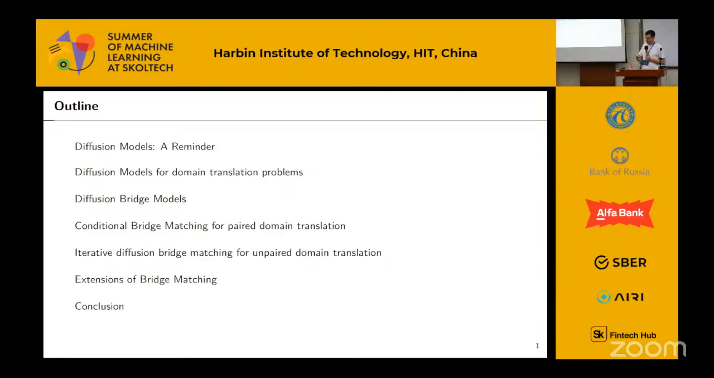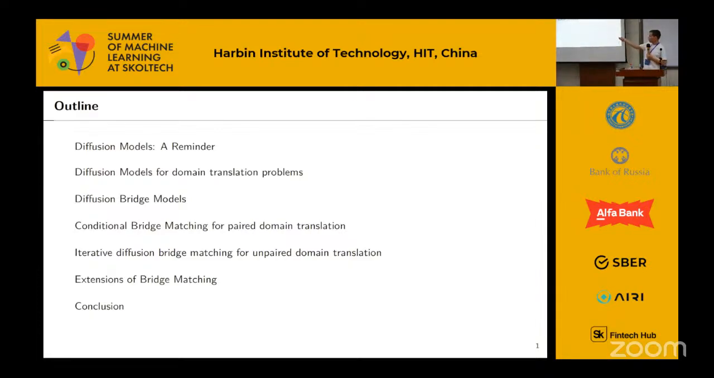The first two parts will be a kind of background. First we will again briefly recall what diffusion models are. This time we will recall them in a little bit more detail, because today we are going to talk about diffusion related stuff and we'll need to understand some basics like stochastic differential equations and so on. Second, we will talk about domain translation problems. What are these problems and how are diffusion models nowadays applied to solve domain translation problems such as image to image super resolution and so on.